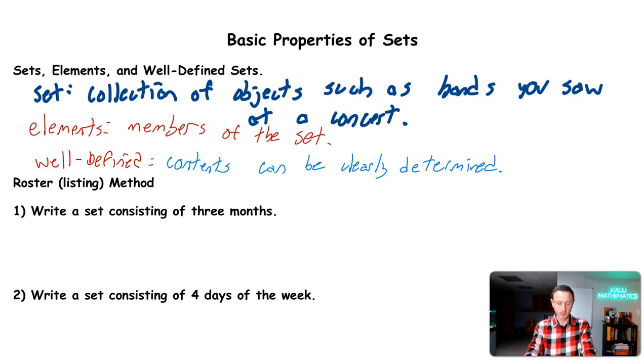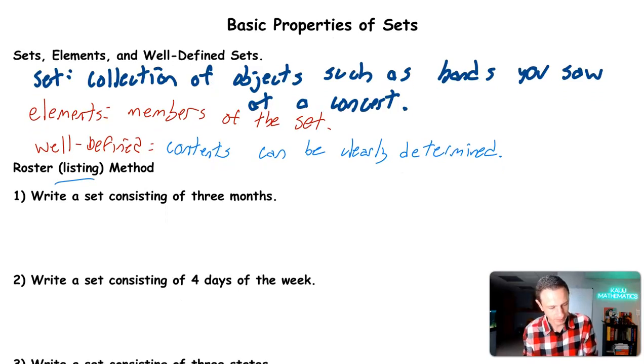So writing a set, there's a couple different ways that we can write a set. The first way is the roster listing method. Write a set consisting of 3 months. So if I'm just going to use a listing method, this is the roster method. The roster method is saying A is equal to, and then these braces, I think they're called. So we write a set within the braces in this roster method. So it could be April, it could be May, it could be October.